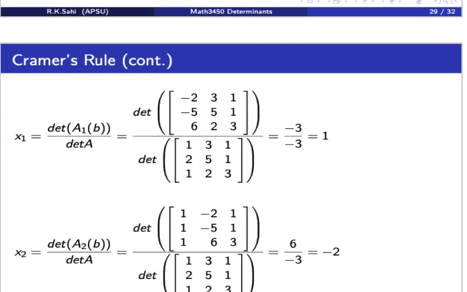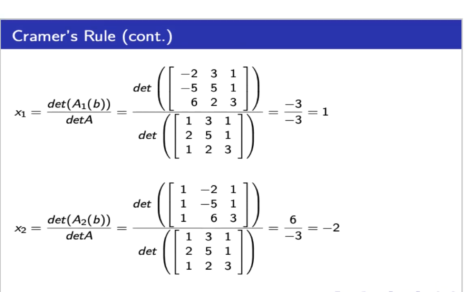Okay, let's start with x1 here. Now in x1, what does it mean? It means for the top part of this fraction, determinant of A1(b), we're going to replace the first column of the original coefficient matrix by the constant vector. That's what we're doing. Everything else is exactly the same. The change is here. Notice this one, guys. This is where the change is happening.